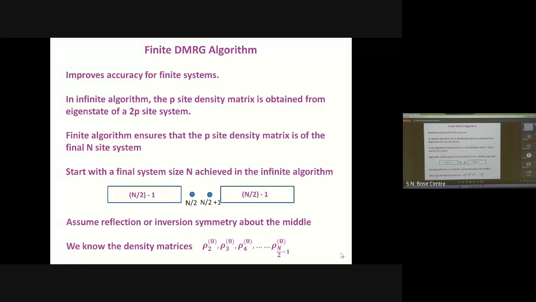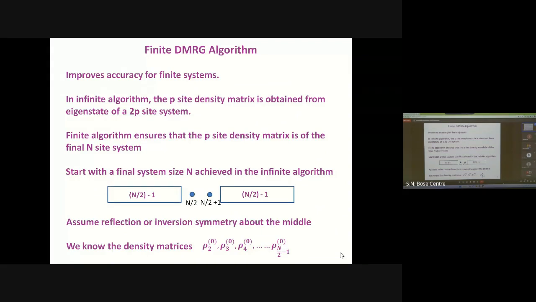Now I'll come to finite DMRG. One of the problems with the ordinary infinite DMRG sequence is that the density matrix that you are constructing, like rho of P, is that of a 2p-site system. But what you are targeting is an n-site system. So you want rho of P to be the density matrix of the p-site block of the n-site system, not of the 2p-site system.